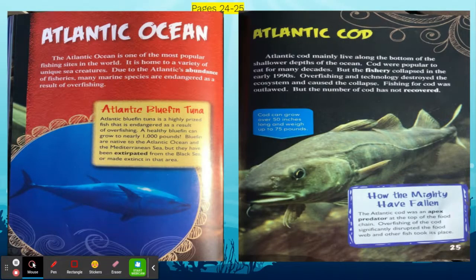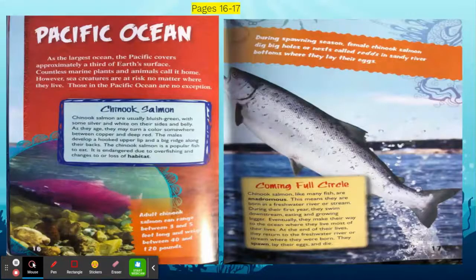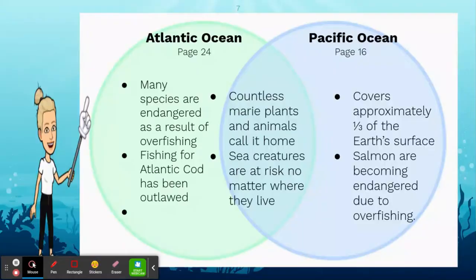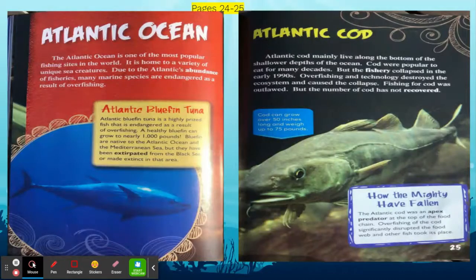Right now we are going to read pages 24, 25, and then 16 and 17, and then we are going to create a Venn diagram. Boys and girls, please turn to page 24 in your books.